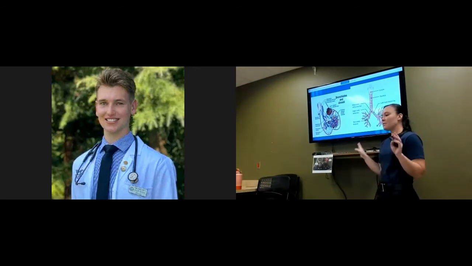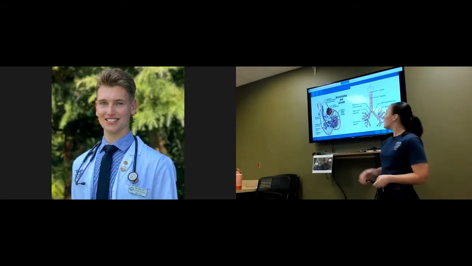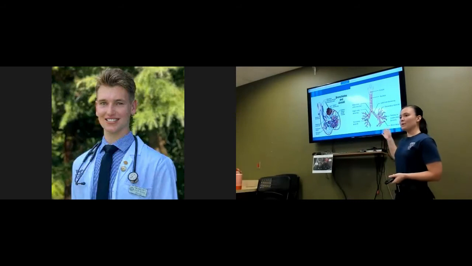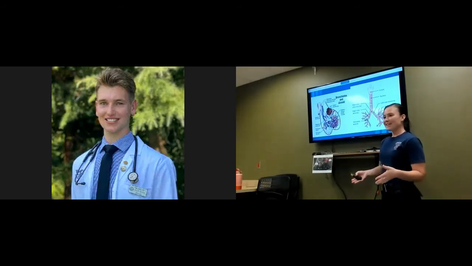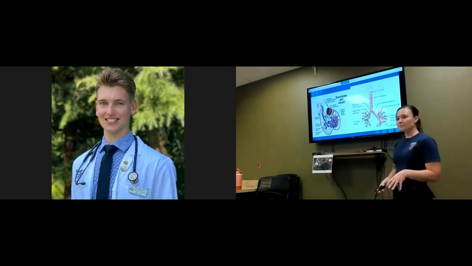And then each primary bronchus splits into secondary bronchi. So on the right lung, you're going to have an upper, middle, and lower secondary bronchi. On the left lung, you're just going to have an upper and a lower secondary bronchi. And then each of those secondary bronchi again divide into tertiary bronchi, and finally into our respiratory bronchioles.